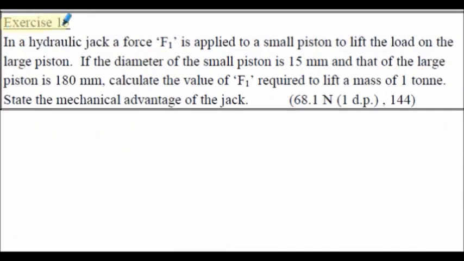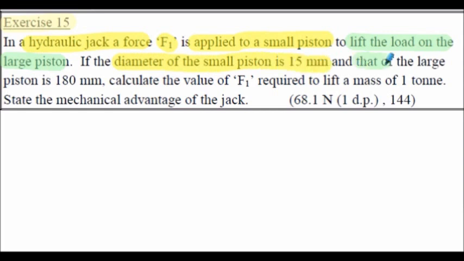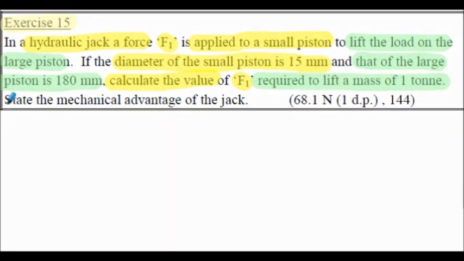Here's exercise 15 extracted from our notes. In a hydraulic jack, force F1 is applied to the small piston to lift the load on the large piston. If the diameter of the small piston is 15 millimeters and that of the large piston is 180 millimeters, we've got to calculate the value of F1, the input force, required to lift a mass of 1 ton. We're also asked to state the mechanical advantage of the jack. Here's the answers in the bracket for F1 and for the mechanical advantage.